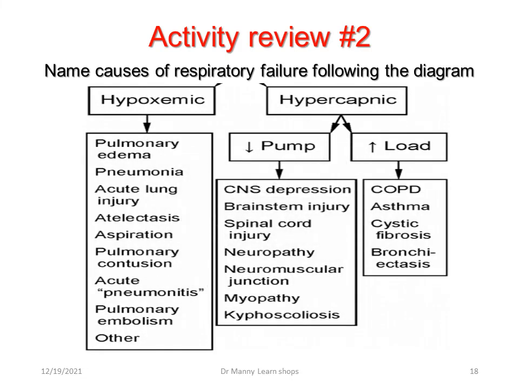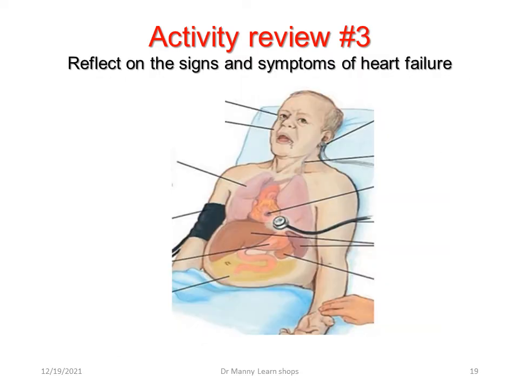Type 1 hypoxemic: pulmonary edema, pneumonia, acute lung injury, atelectasis, aspiration, pulmonary contusion, pneumonitis, pulmonary embolism, and many others. Hypercapnic or hypercarbic: pump and load problems, CNS depression, brainstem injury, spinal cord injury, neuropathies, chronic obstructive pulmonary disease, asthma, cystic fibrosis, and bronchiectasis.